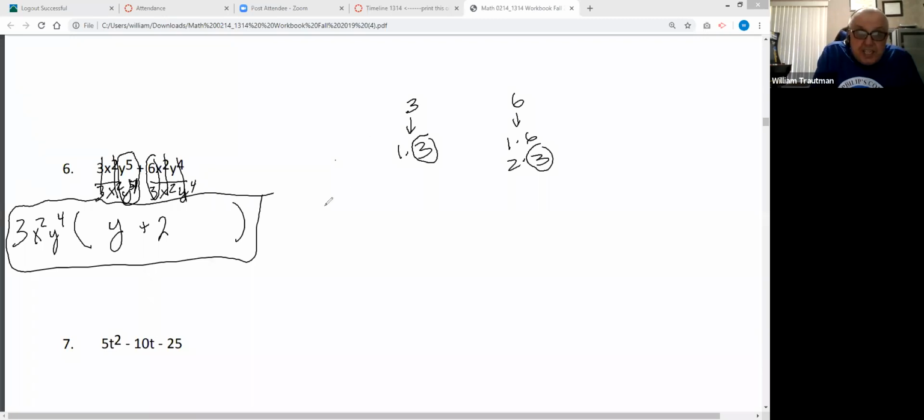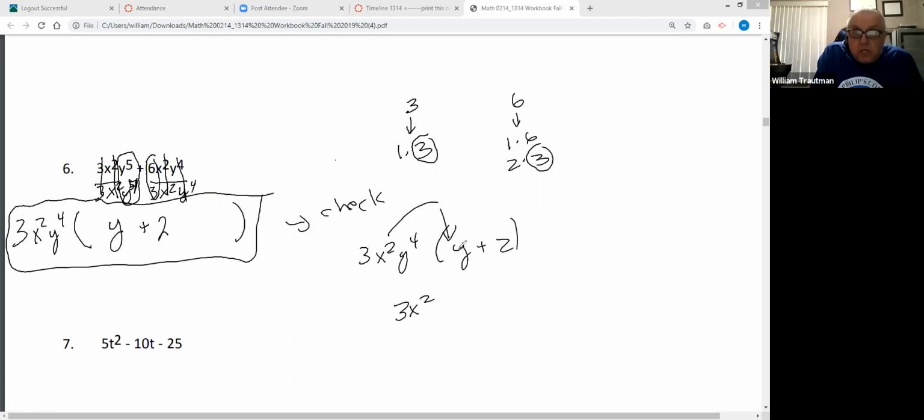And you can check it. If you want to check it, you can by doing the opposite of factoring. Opposite of factoring is distribute. 3x squared y4 equals 3x squared. Y4 times y1 is y5. 3x squared times 2, 3 times 2 is 6, and then we just have an x squared y4. You see, we're right back where we began at the beginning.